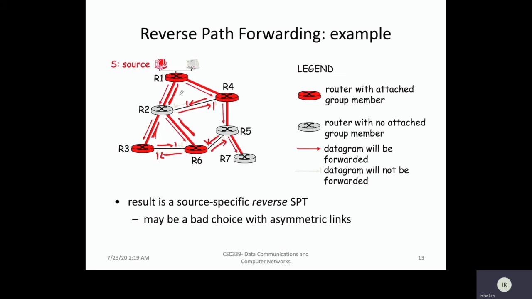So in this way, using reverse path forwarding, we will end up establishing a tree that is highlighted here, and we'll call it what? A tree which is source specific. Why? Because this tree is constructed considering the source in consideration. So this might be a bad choice, especially when we have asymmetric links.